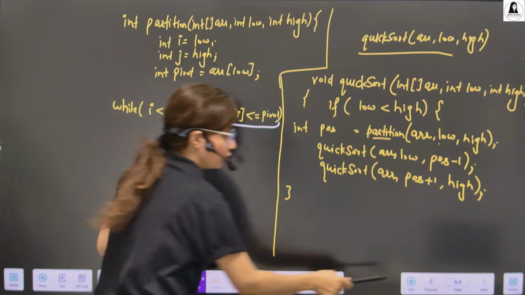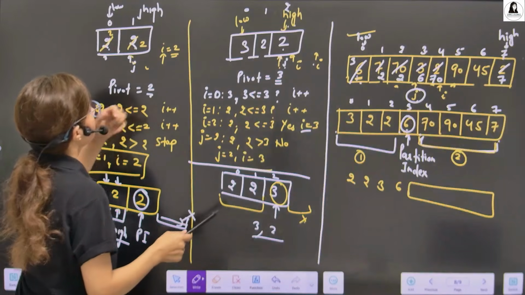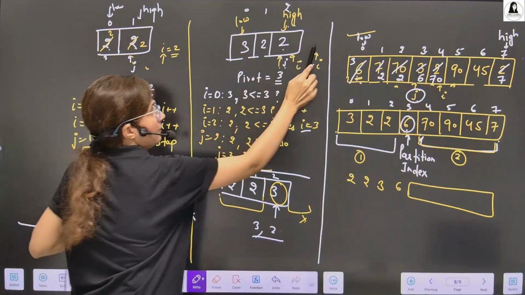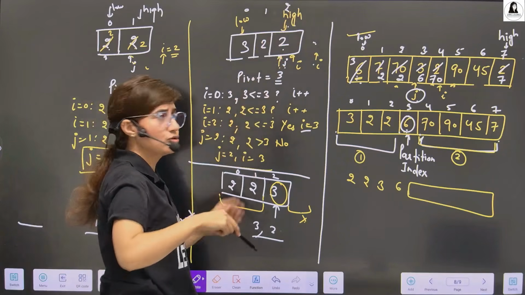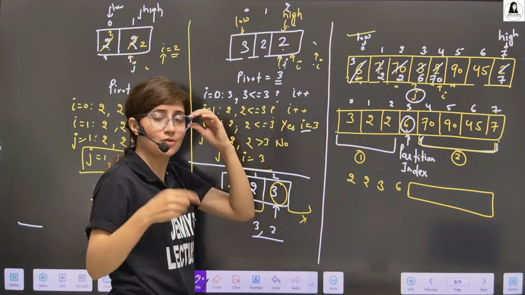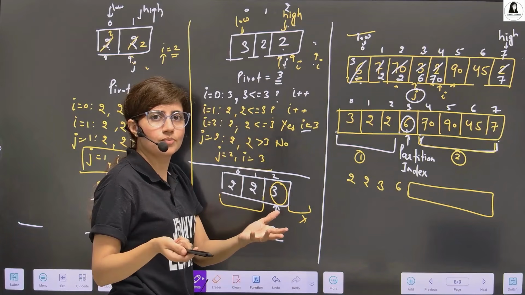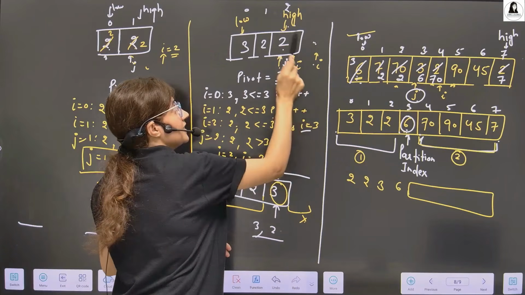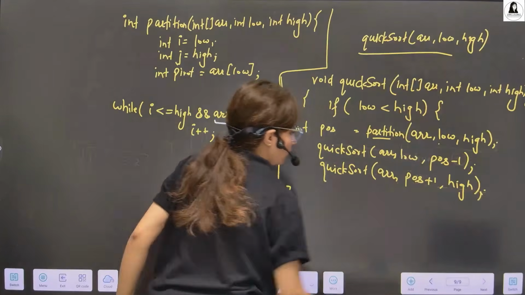But the second condition is also there. One case I have discussed, I guess: when i becomes greater than high, it's not that we keep moving and keep checking. It will give you an index out of bound exception. Then also you need to stop. So once i is less than or equal to high, only then we keep moving.